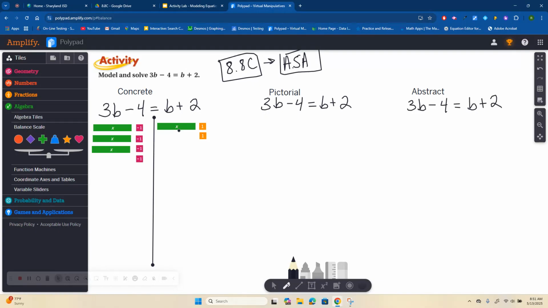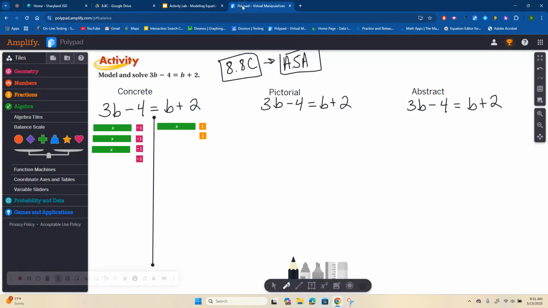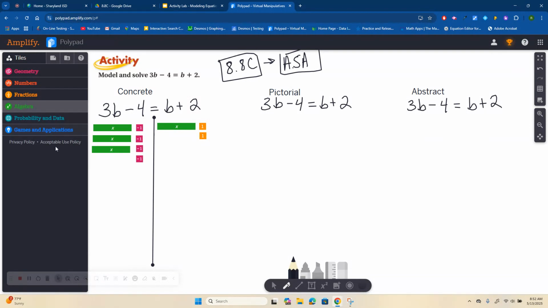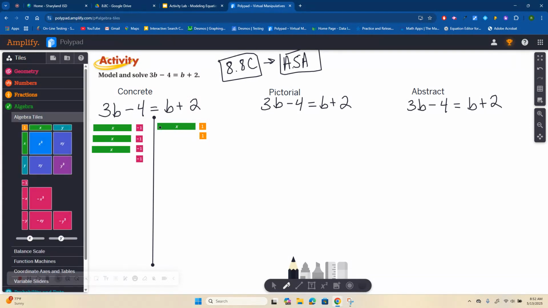So what I want to do here is I'm going to do it my way. The book, by the way, does it a little differently. They do the x's first. I teach my kids to do the constants first. So what does that mean for me? Well, that means I want to remove this minus 4 on this side. So what I do here is I find its opposite, which is plus 4. And each value, this 1 and this negative 1, will cancel each other out.